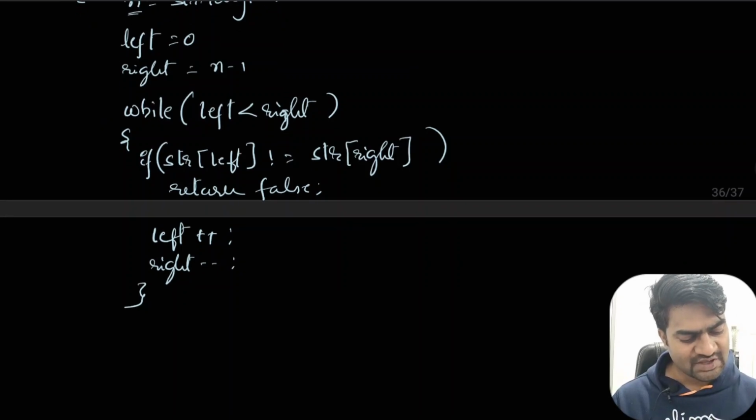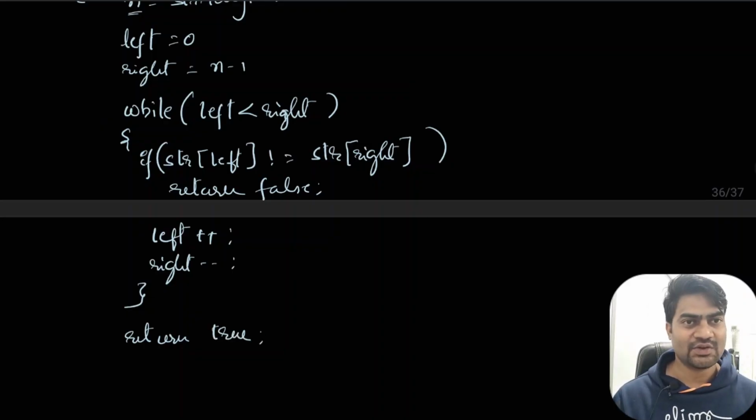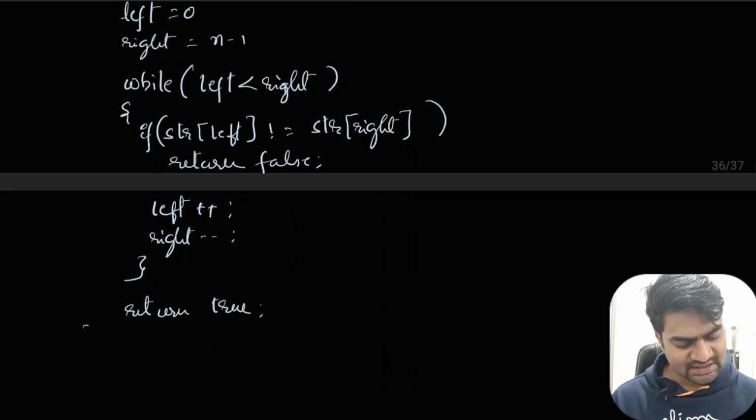When we come out of this particular loop, that means we never found an unmatching character. So if that is the case, then that is a palindrome. So we will have to return true. Okay. So this is the pseudocode.